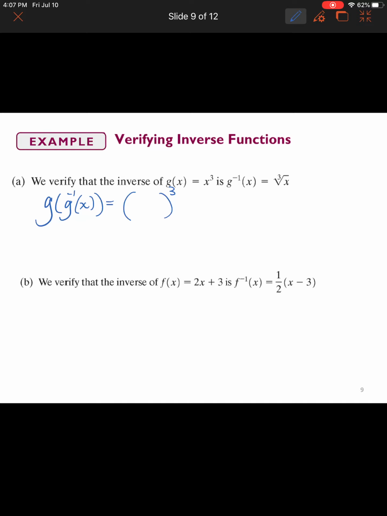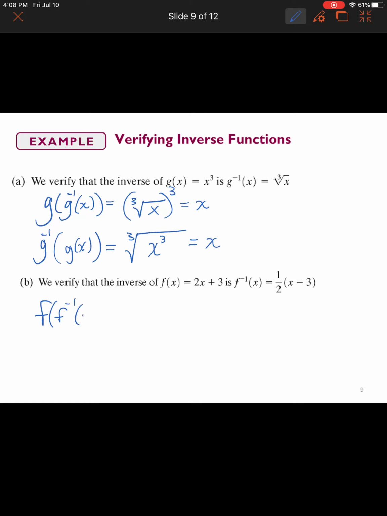So we have the function g is x cubed, so I'm going to put the g inverse function inside of that. That comes out to equal x. We're going to do the same thing with g inverse. We're going to plug g inside of g inverse. G inverse is cube root. So we're going to plug in x cubed, and we get x. Since both compositions produce an x as their final solution, those are inverses of each other, and we just verified the inverses. Same thing for part B.